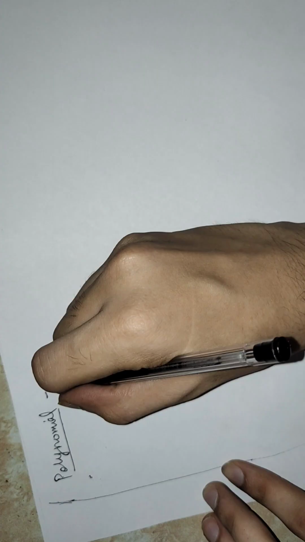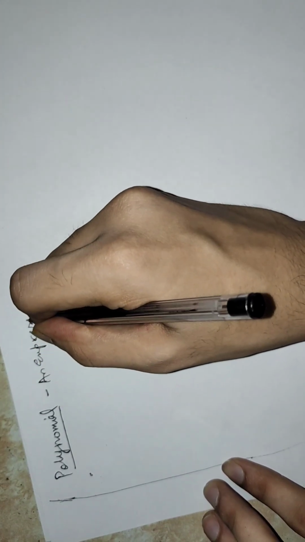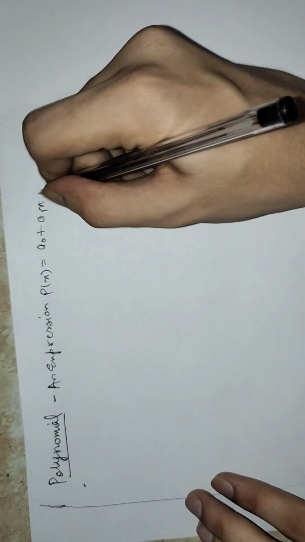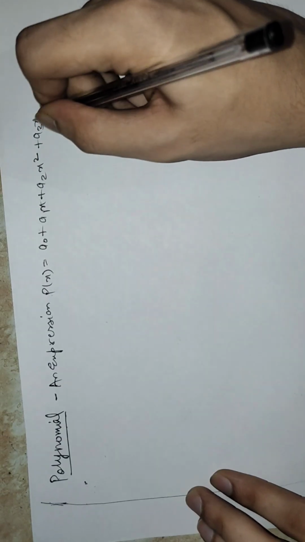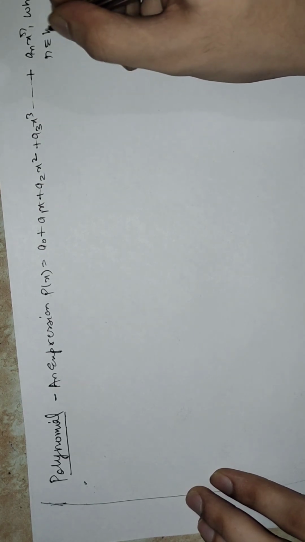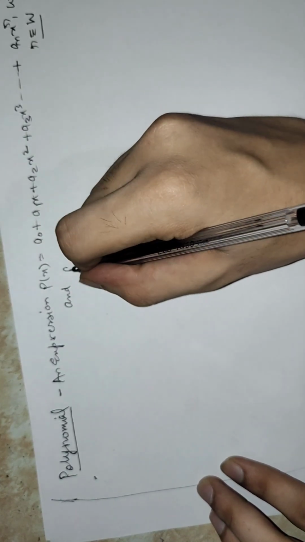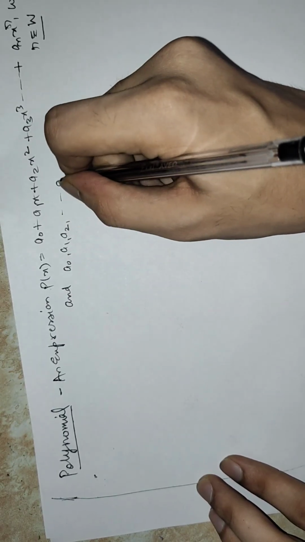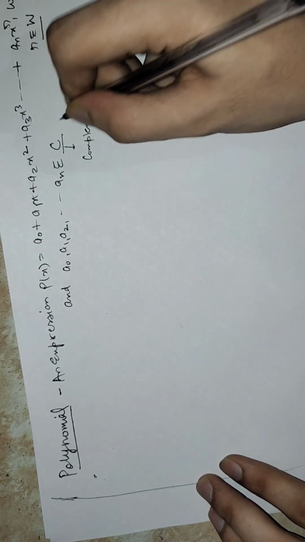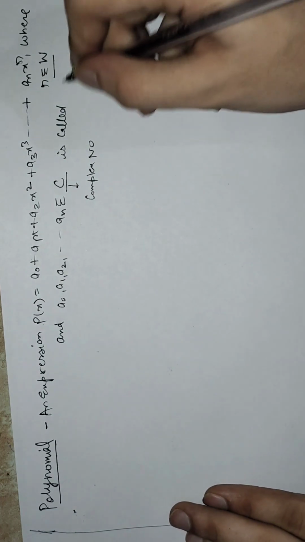For JEE and IOQM. So first of all, what is a polynomial? A polynomial is an expression P(x) = a0 + a1x + a2x² + a3x³ + ... + anxⁿ, where n belongs to the whole numbers and a0, a1, a2, ..., an belong to the set of complex numbers, is called a polynomial.